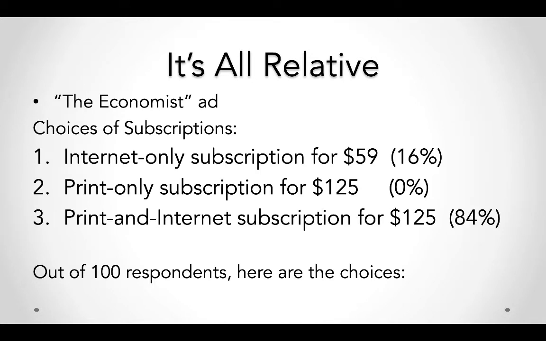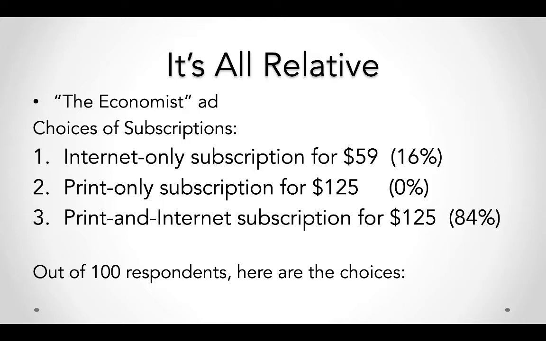So if you have these three choices, these are the answers. 16% chose the internet only subscription for $59, and the overwhelming majority chose option 3, 84%, for $125, and nobody chose option number 2. And it kind of makes sense. You already got this idea that choice number 2 didn't make sense. But why is it there, and what's the purpose?